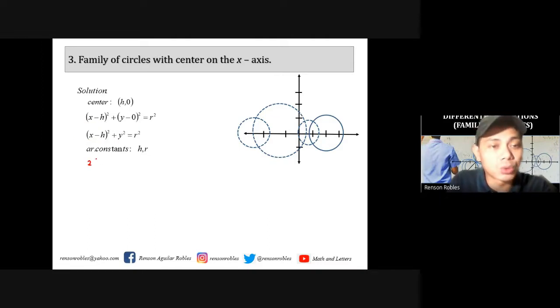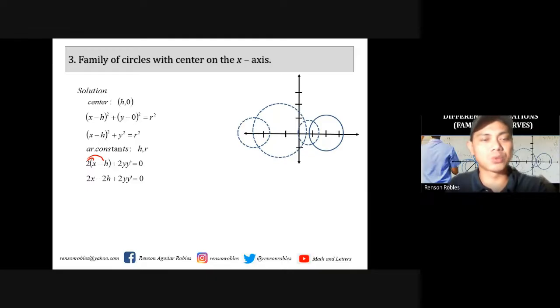Differentiating, you have 2(x − h) plus, differentiating this, 2y y′ = 0. Then you can distribute the 2 to each term inside to easily facilitate the next differentiation. That's 2x − 2h + 2y y′ = 0. Then differentiating once more, you have 2, and you know that the derivative of 2h is 0. Then plus, you employ the derivative of a product: copy 2y, differentiate y′, plus y′, then differentiate 2y, and that's 2y′ = 0.